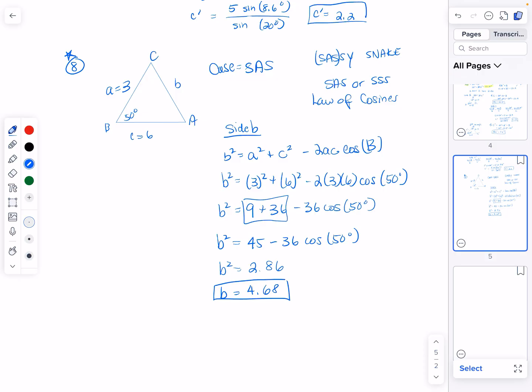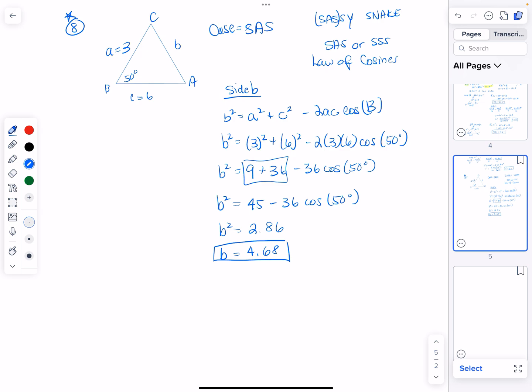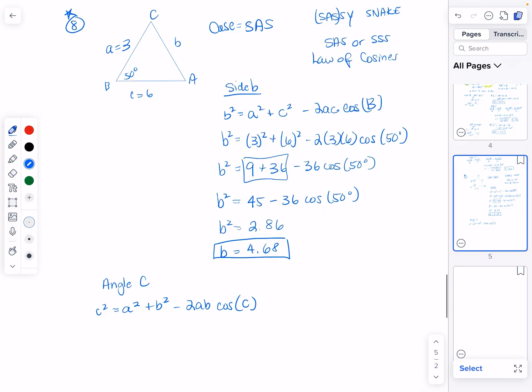Now that I have side B done, to find angles A and C, I have to use law of cosines. Do not use law of sines. Whatever you start with, you finish with. So I'm going to go after angle C. Now I have to use C squared equals A squared plus B squared minus 2AB times cosine of angle C.